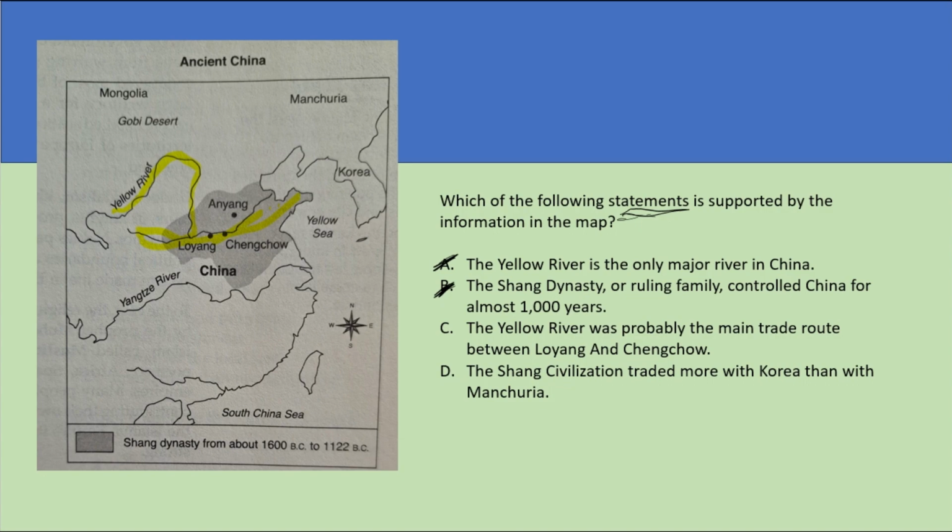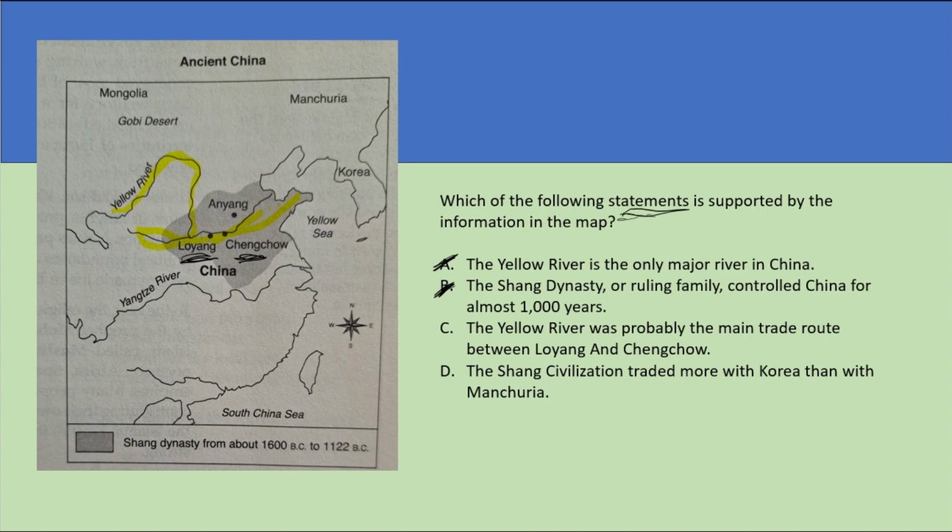C reads, the Yellow River was probably the main trade route between Luoyang and Changchao. When we come back over here to our map, I see those two cities right here. Here's Luoyang, and right next to it is Changchao. Notice that these are two towns that are on the Yellow River. Remember, even though we only see the name up here, this river is all of this. It's all connected, so we can see, okay, yeah, they probably did trade off of this river. So C is supported with this map.